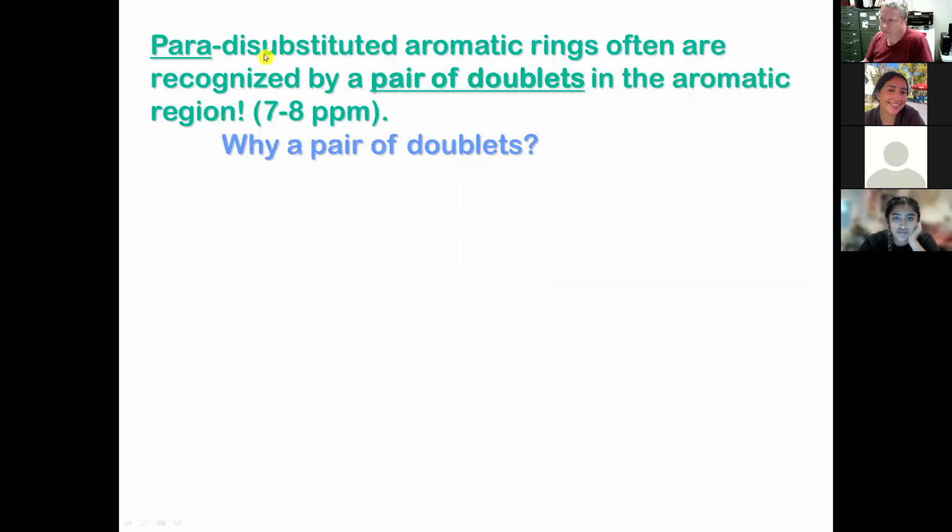Okay, a little bit of benzenes. Para-disubstituted are where you've got two things on opposite sides. That is recognized by a pair of doublets in the aromatic region. Where's the aromatic region again? 7 to 8, right? We just remember that. 7 to 8 is the aromatic region.